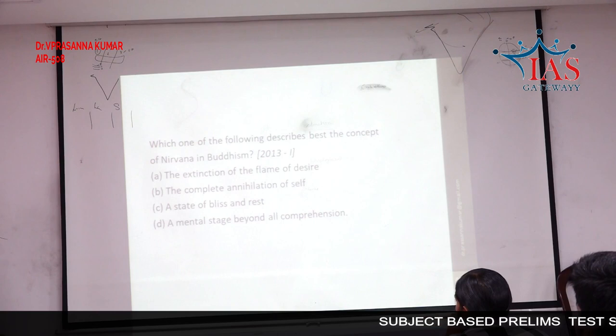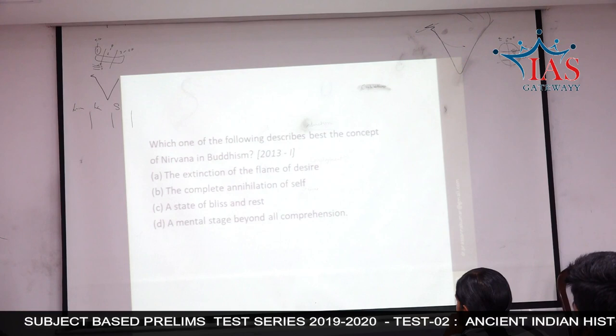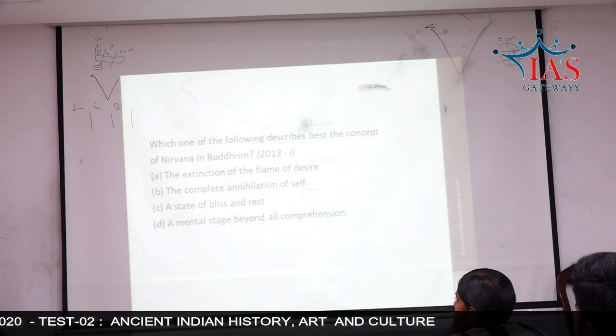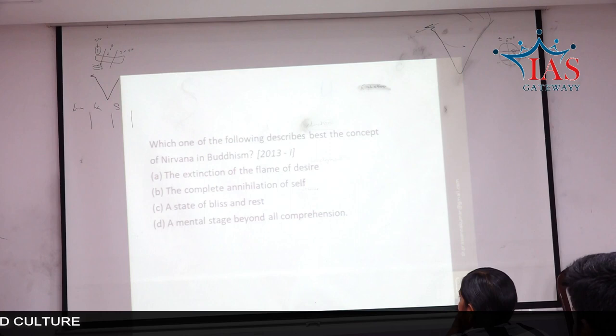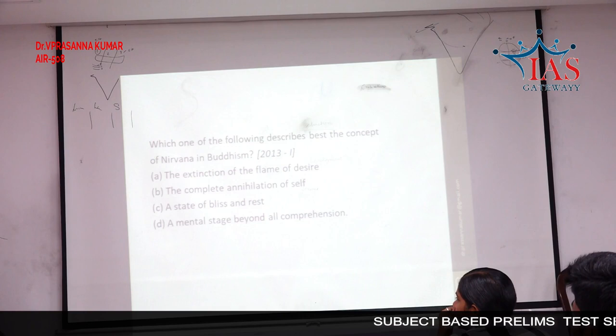So A, first we'll see. A is correct, flame of desire extinction. Okay, B, complete annihilation of self, state of bliss and rest possible, a mental stage beyond all comprehension. So beyond all comprehension, it makes everything not understandable. So it is like a fool core definition. Obviously D won't be there, that much you can eliminate.